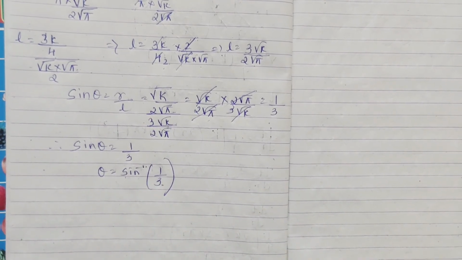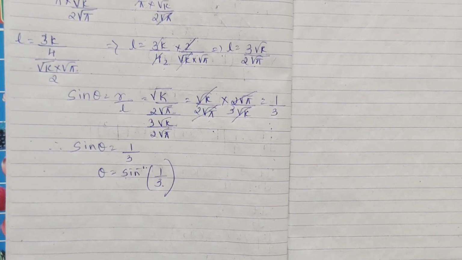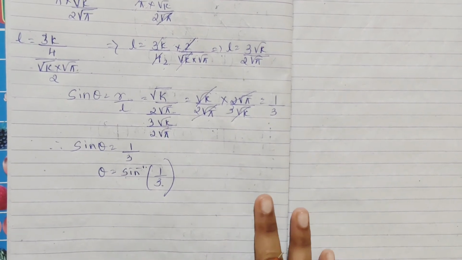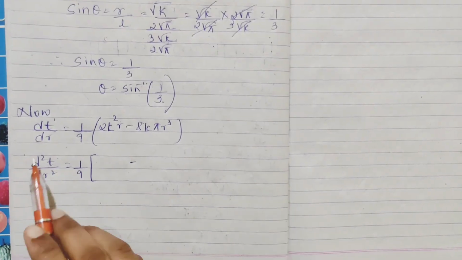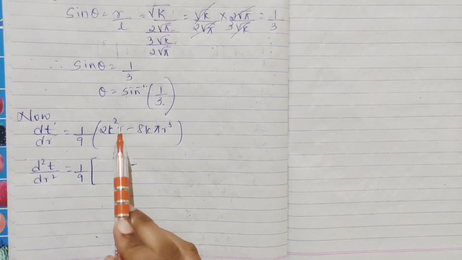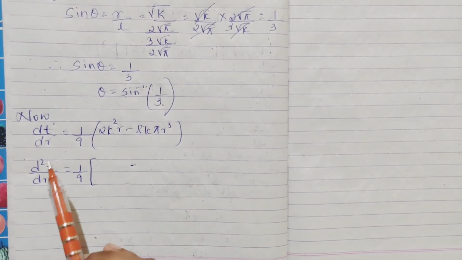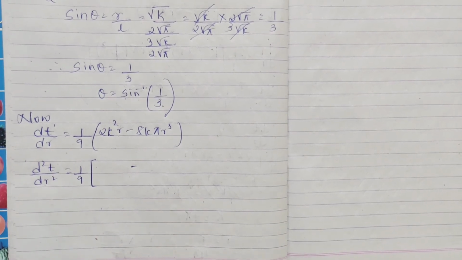Now they are telling you to verify it as a maximum. To find the maximum you need your double differentiation, right? So we will do that. As your dV by dr we know is 1 by 9 into 2k square r minus 8k pi r cube. You have to differentiate it again. You have to check it, right?